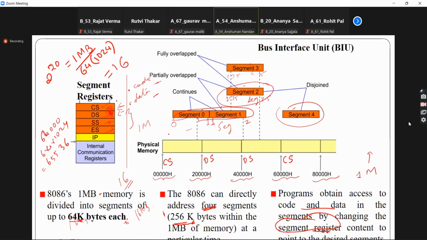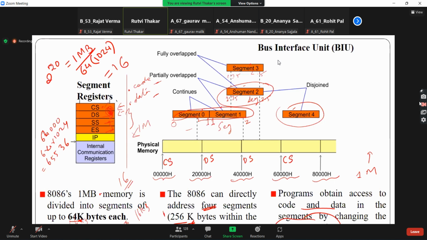Anything less than 1 MB, it will take as a segment. When we do it practically, I'll show which is the code segment and what is the address of that code segment. Okay? Yes, ma'am. Okay, so thank you everyone.